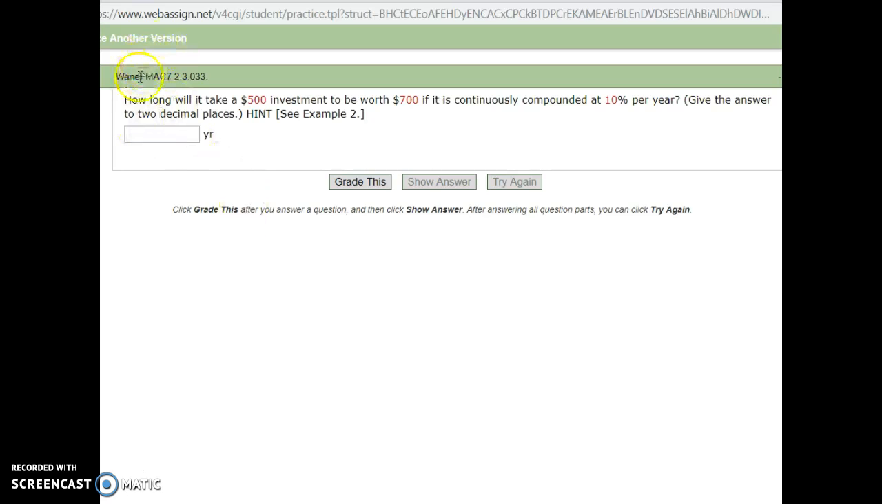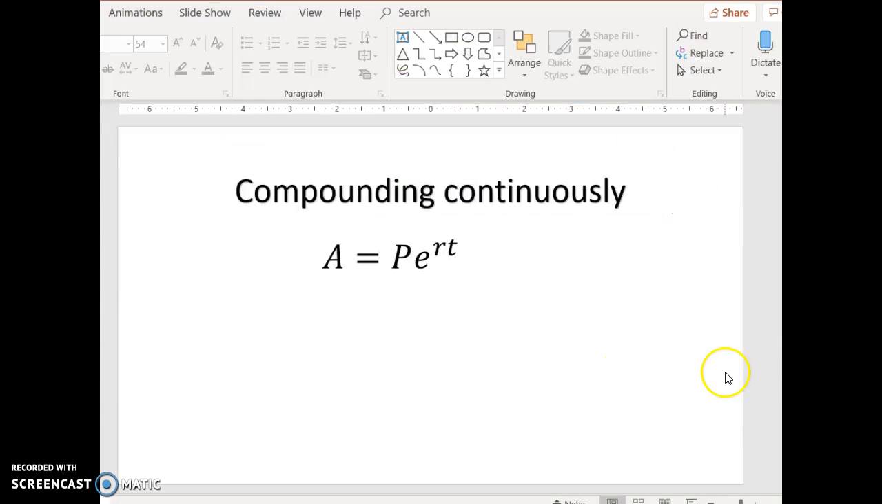Chapter 2 review. How long will it take a $500 investment to be worth $700 if continuously compounded at 10% per year? Well, the formula we're looking for is the amount equals principal times e to the rt, because this is what we do when we compound continuously.